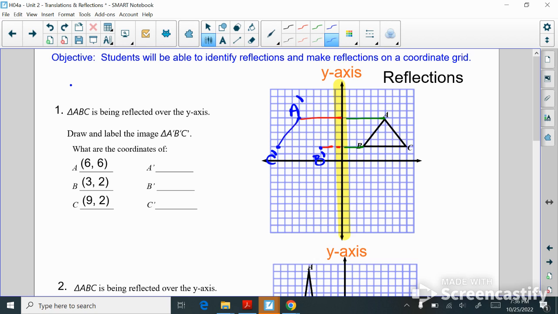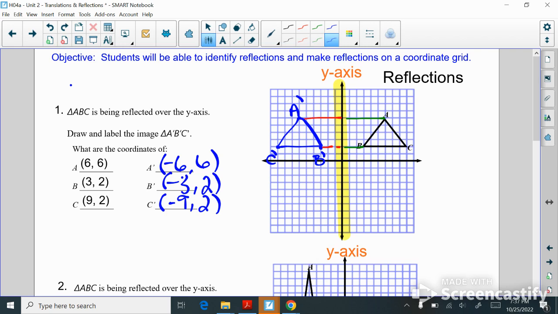And I can draw my triangle. Again, I can see that these are both similar and congruent because they're the same shape, same size. And then I'm going to make sure I record my points. So we know A prime is now -6, +6. B prime is -3, +2. And C prime is -9, +2.